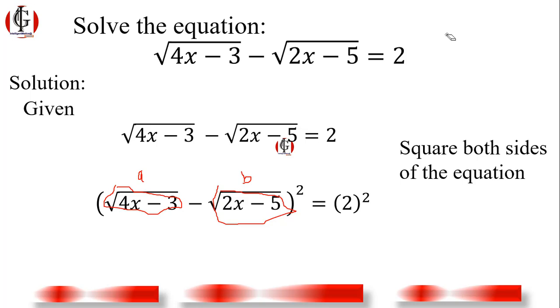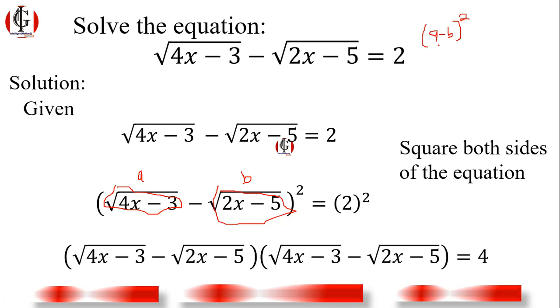A minus b all squared. Good. So we have a minus b all squared, and we can expand it using the expansion method.